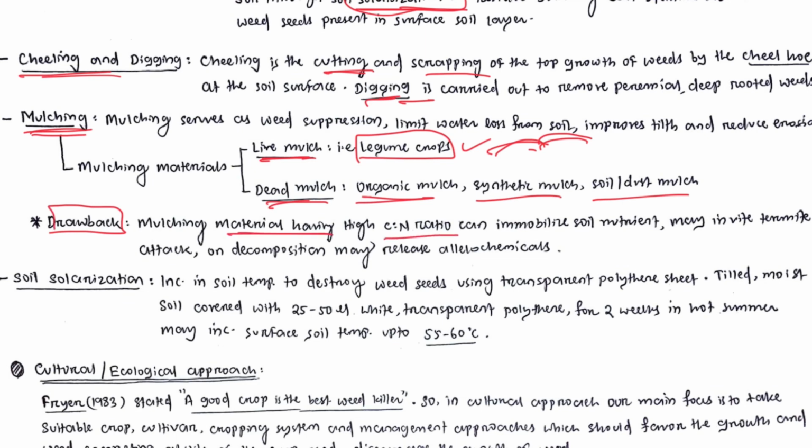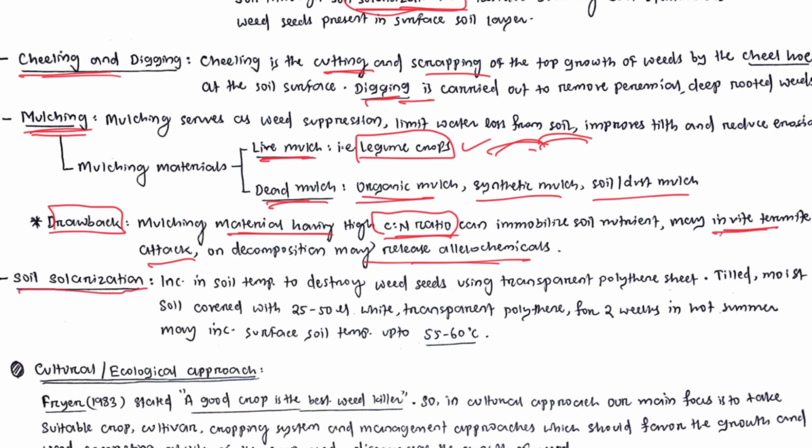Then if the C:N ratio is high, there will be an immobilization problem. We will talk about it later on. Immobilization problem means the nutrient will be immobilized by the microbes. Then if we are using organic mulching, it may invite termite attack, and some organic mulching material or straw material can release certain allelochemicals, and that will have a negative impact on the crop plant also.